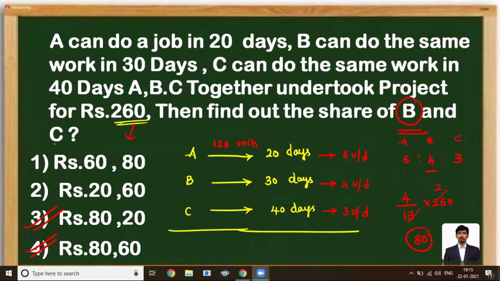But what is the share of C now? C will receive 3 parts out of 13 parts into 260. So 13 ones are 13, 13 twos are 26. So C will receive 60 rupees. Mark it as option 4, eliminate option 3, because C will get 60 rupees. Look at the next question.